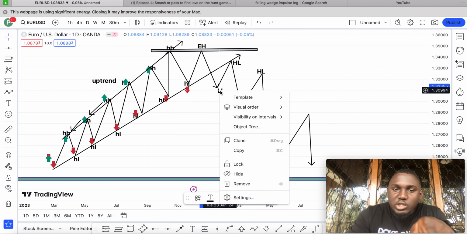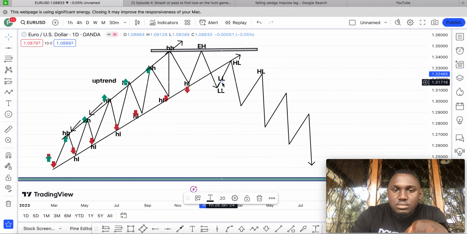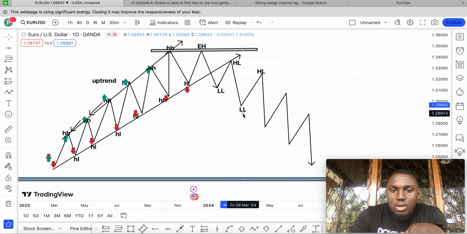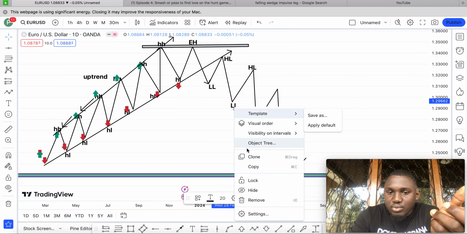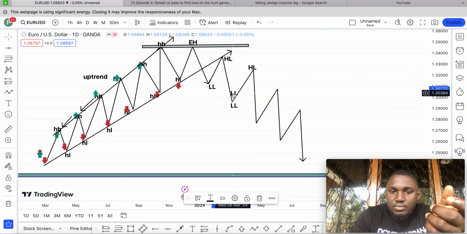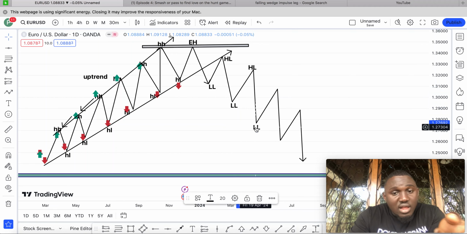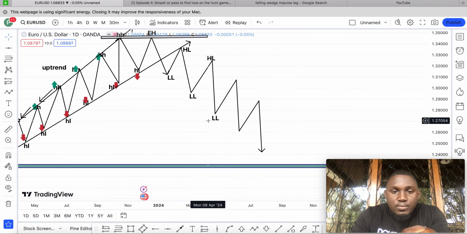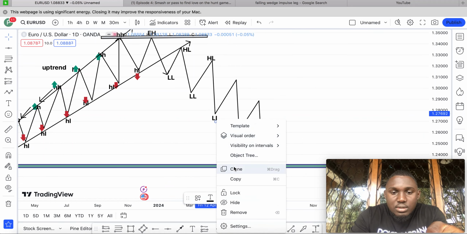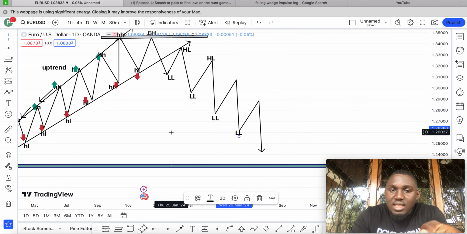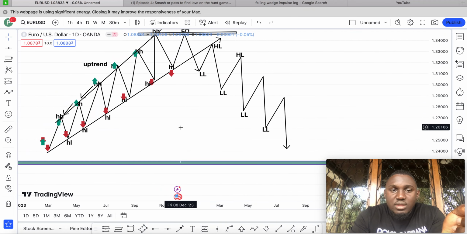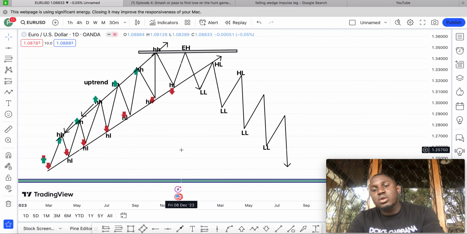Alright, we clone it. Another lower low. Why is it called a lower low? Because this low is lower than this other previous low. It's very simple. It's common sense, alright? It's now called a lower low. This low is lower than this low and keeps going down, alright? Lower low, lower low, lower low.